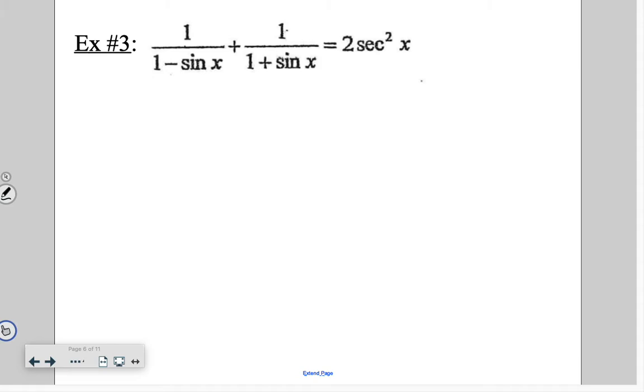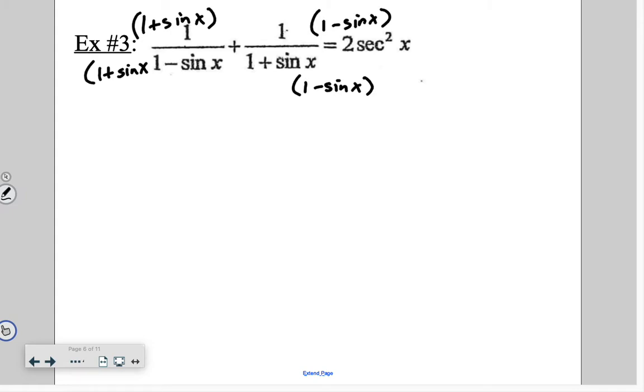So we're going to multiply the first fraction by 1 plus sine of x. We're going to multiply the second fraction by 1 minus the sine of x. And notice again, what we're trying to get to is 2 secant squared, okay? So just keep that in mind as you work your way through that. That's the end result. All right, so first fraction. And I'm going to do kind of 2 steps in one right now just so that we don't have to keep writing everything down.